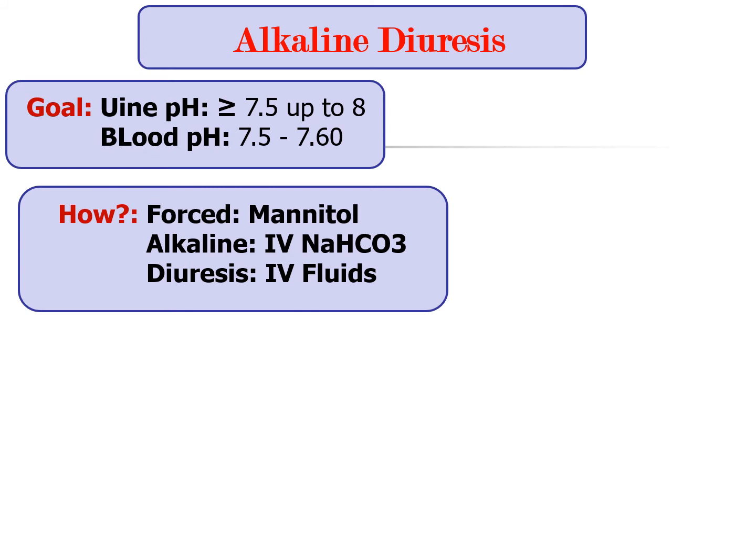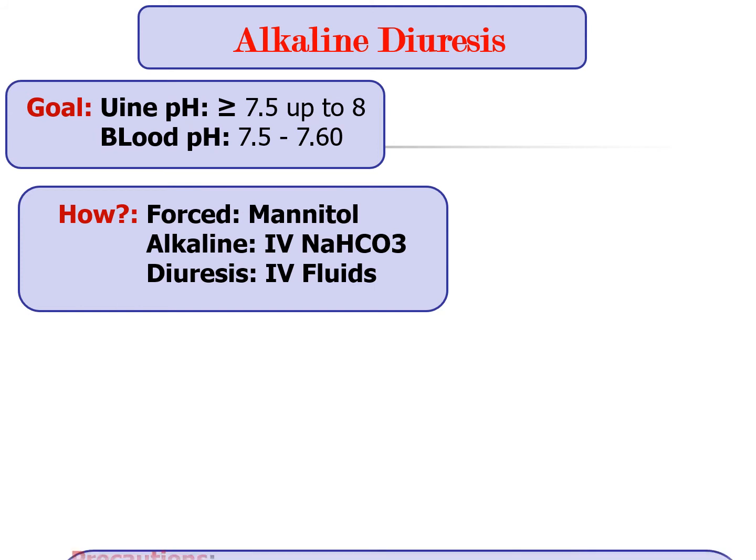To do an effective alkaline diuresis, I need to maintain the urine pH at or more than 7.5 up to 8 and the blood pH at 7.5 up to 7.6. How can I do that? By using mannitol intravenously to increase osmotic pressure inside the renal tubular lumen, intravenous sodium bicarbonate as an alkaline substance to change the pH of the urine from acidic to alkaline media, and intravenous fluids to induce diuresis.